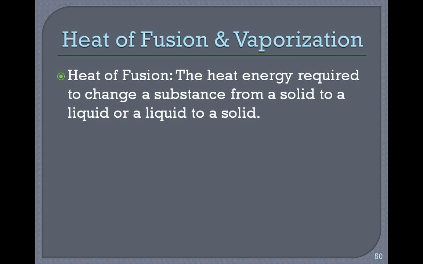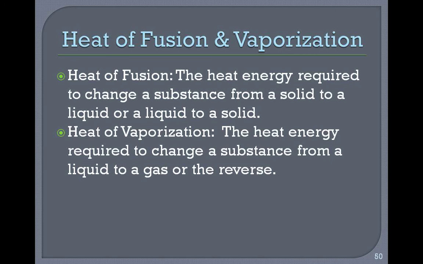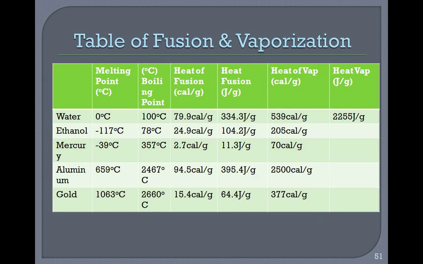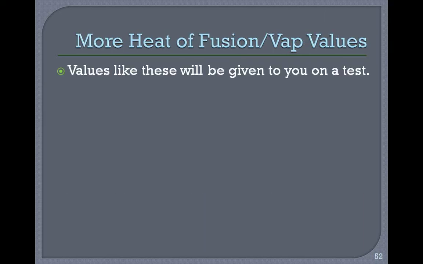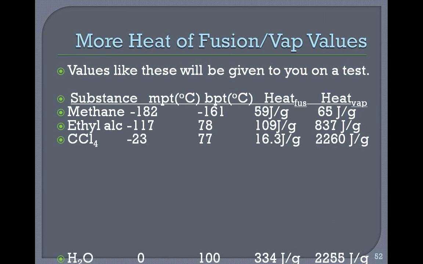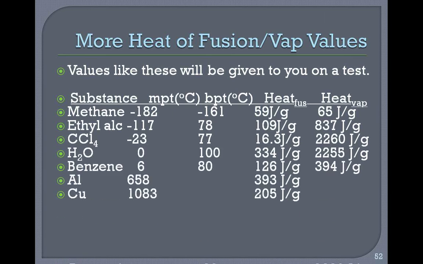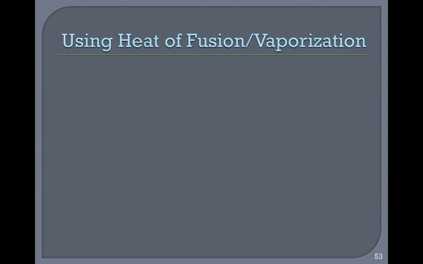So heat of fusion is the heat energy required to change a substance from a solid to a liquid or a liquid to a solid. So that's at the flat line. And the heat of vaporization is at the upper flat line, the heat energy required to change a substance from a liquid to a gas, or the reverse. So here's a table of fusion and vaporization. These numbers tend to be given to you on a test. And here's some more values. I know you're excited about these.